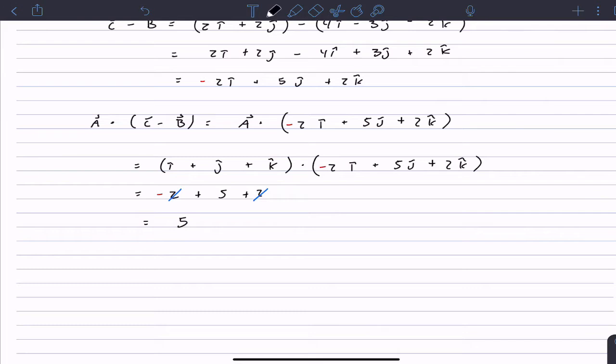It's a scalar value because we're taking the dot product. Anytime we take a dot product, we end up with a scalar value. If we were taking the cross product, it would be a vector value, or just a vector. All right, next problem.